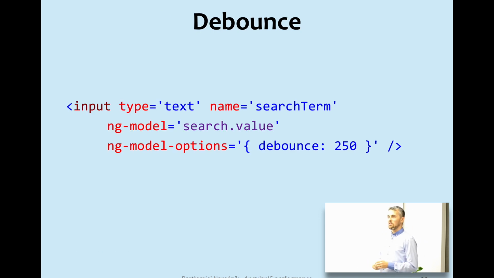And another nice binding option in Angular is the debounce option. What it does is it waits a bit before updating a model. So in this example, there is some search field. We would like to wait until the user stops writing. So we wait for a quarter of a second and then proceed with the digest.